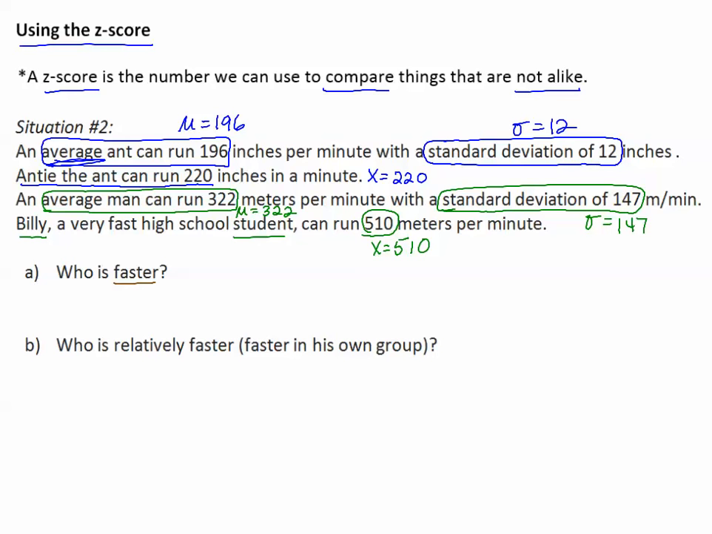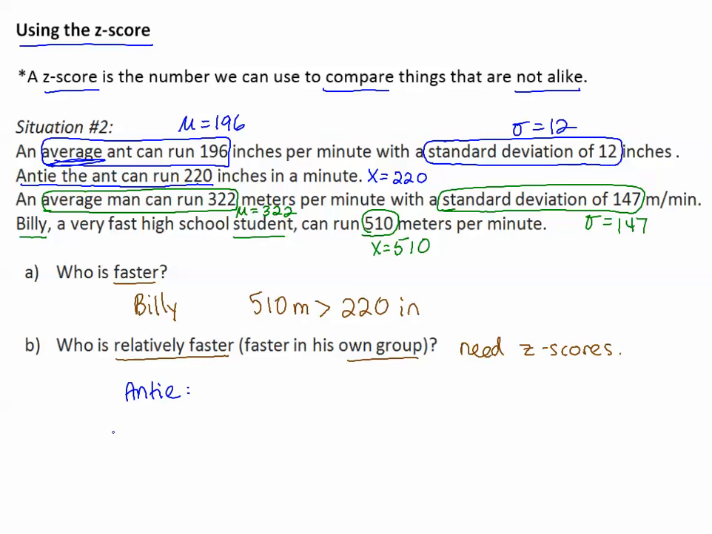Who is faster? Well, of course Billy is faster because Billy's a man, not an ant, and because 510 meters is greater than 220 inches, of course. But who is relatively faster, faster in his own group? For that, we need to calculate the z-scores. So let's start with Auntie's z-score. Remember the z-score formula. We start with the data value minus the mean and divide by the standard deviation. So her z-score is 2.